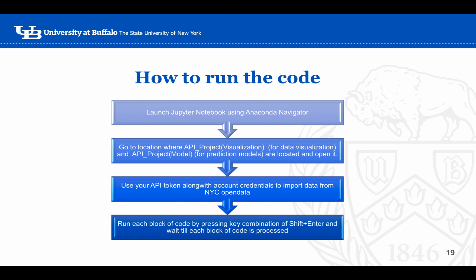To run the code, first launch your Jupyter notebook, go to the location where the notebook is located, and open it. Use your API token and account credentials to import data. Then run each block of the code and wait till each block is processed.